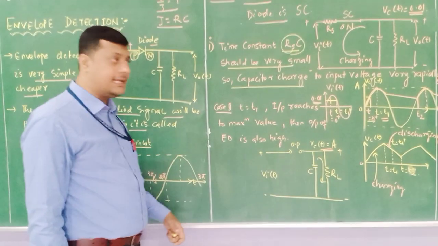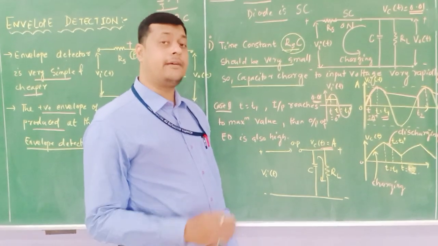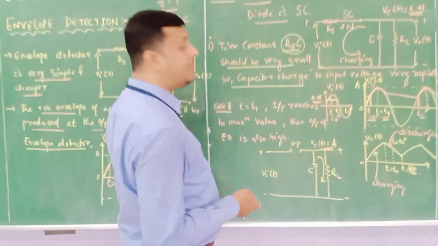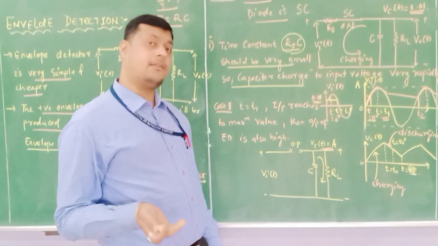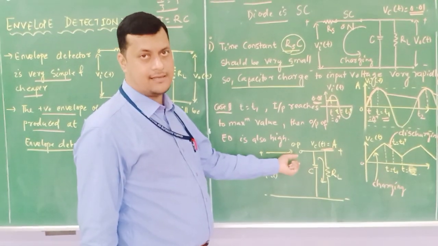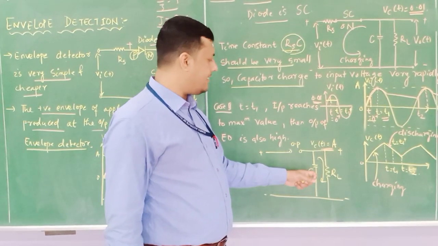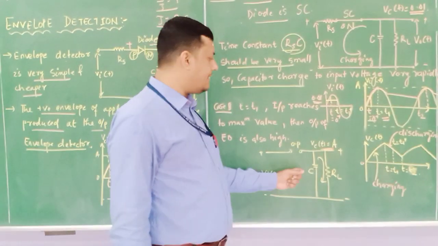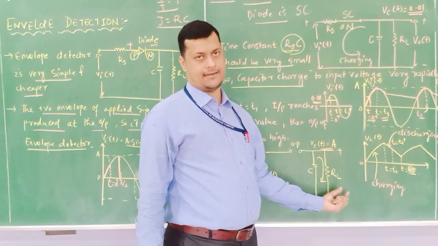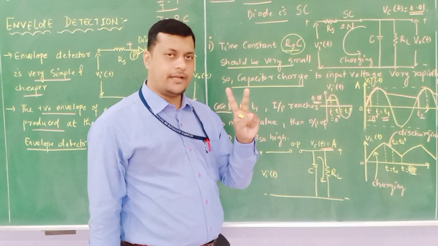Now when it is decreasing, your capacitor starts discharging. Why? Because when it enters the negative half cycle, your diode is going into reverse bias. Now if the diode is in reverse bias, the diode is going to be an open circuit. If it is an open circuit, the capacitor will act as a source and will discharge. And then the discharge depends upon the time period C into R. So these are the two time periods. Okay, there are two time periods we need to identify.